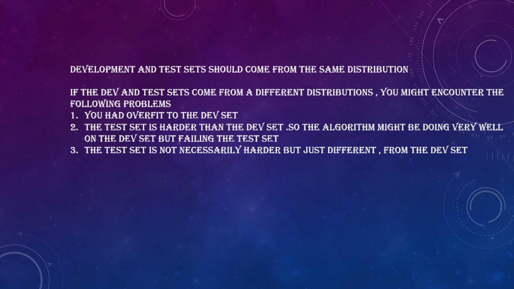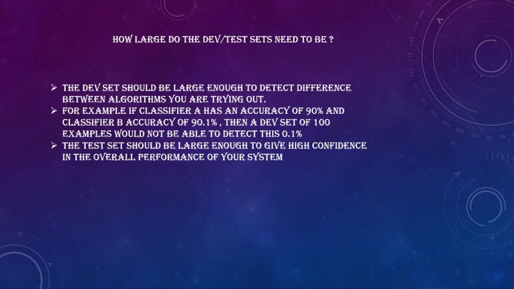So if the development and test set come from different distributions, you might encounter the following problem. You overfit to the dev set. That is, your algorithm will learn the dev set and then it will fail when we evaluate it using the test set. Or the test set is harder than the dev set, so the algorithm might be doing very well on the dev set but failing on the test set. Or the test set is not necessarily harder, but it's just different from the dev set. And then we come to the issue: how large do the dev and test sets need to be?